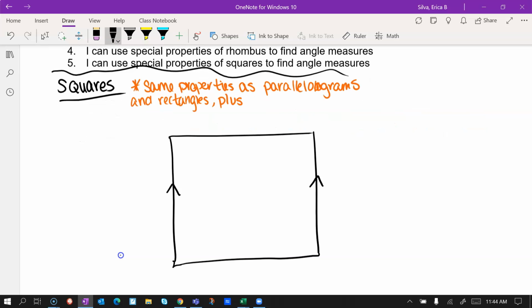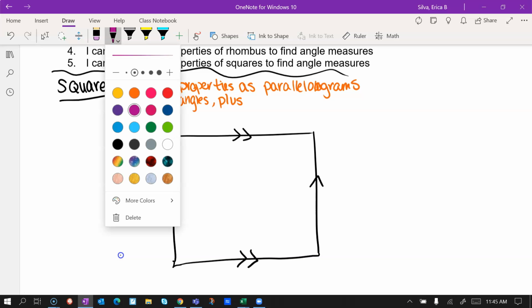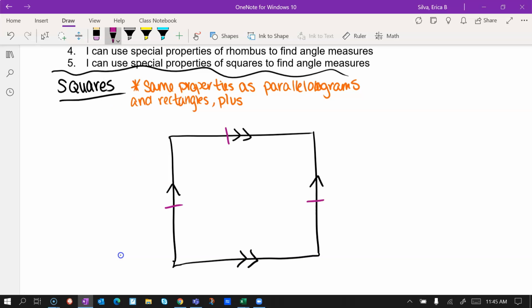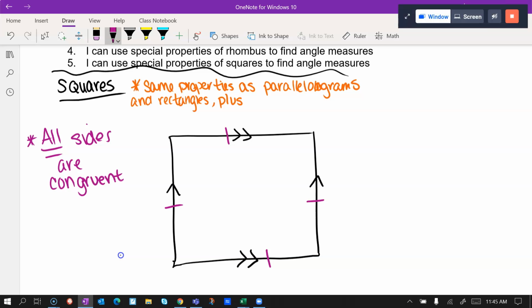Opposite sides are parallel. So those are parallel, and these opposite sides are parallel. And they're also congruent. But what's special about these sides is that they're all congruent to each other. So your sides are all congruent. All sides are congruent. So that's one thing that distinguishes squares from regular parallelograms.